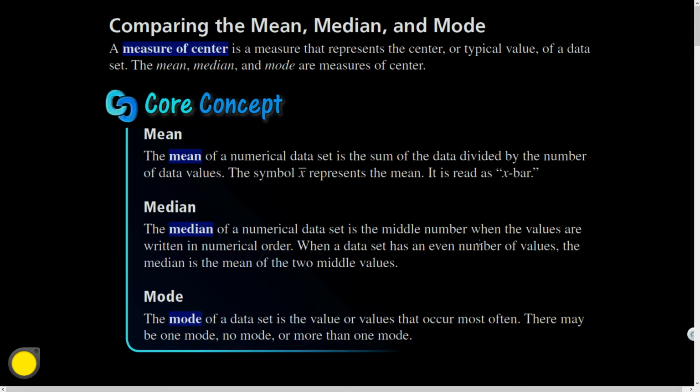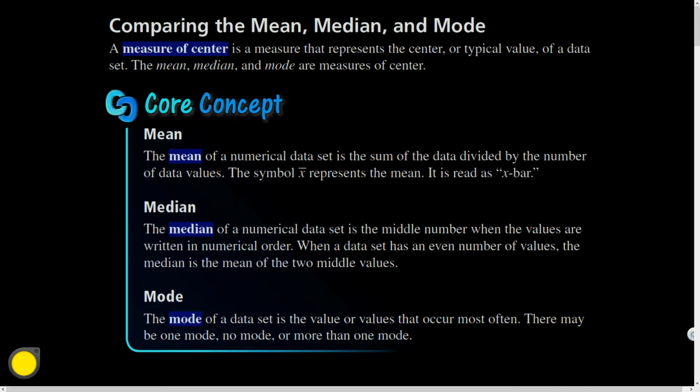And then the last one, mode, is the most frequently occurring data value. What if I have no frequently occurring data value? Then you don't have a mode. What if there's a tie for the most frequently occurring data value? You can have two modes. You would call that bimodal.